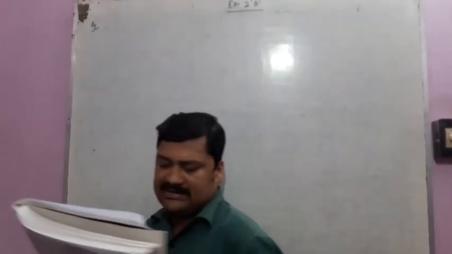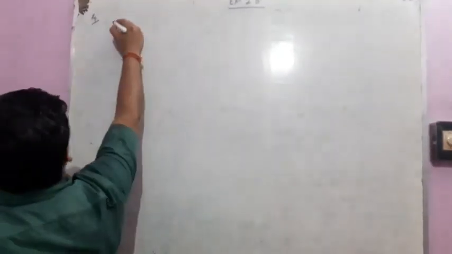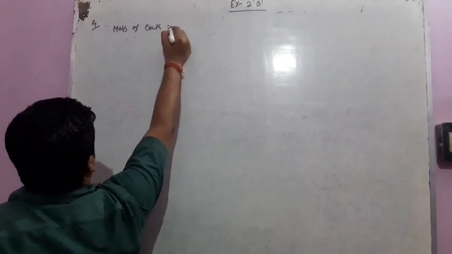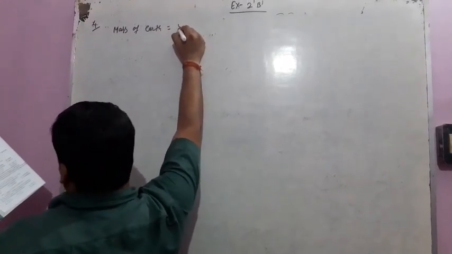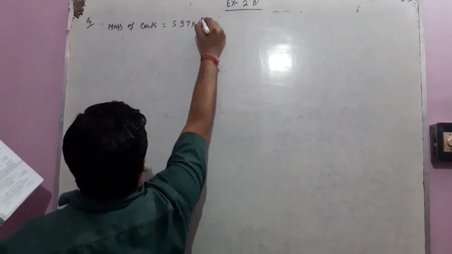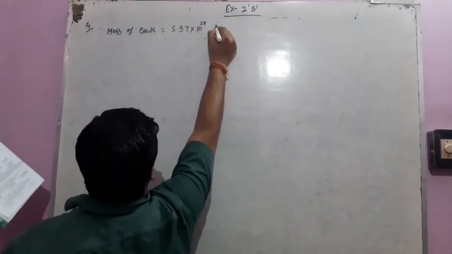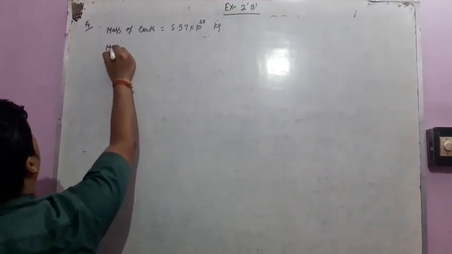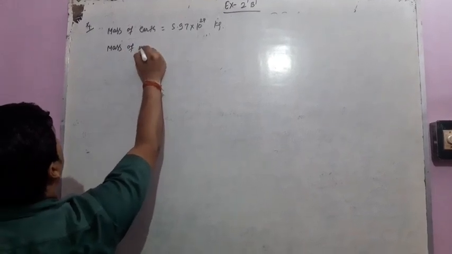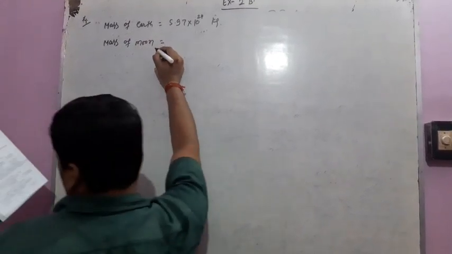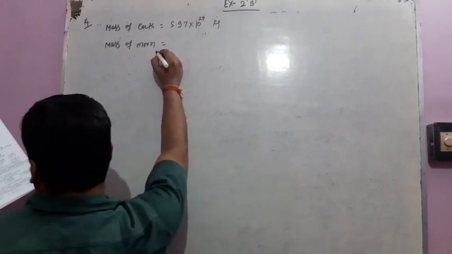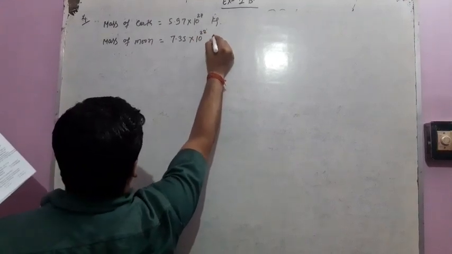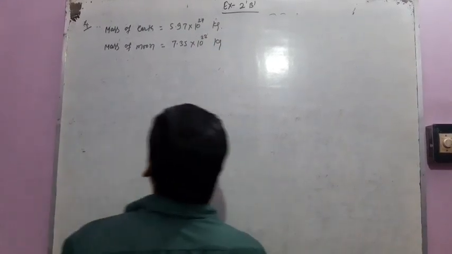In question number 4, it is given that the mass of earth is 5.97 into 10 to the power 24 kg, and mass of moon is 7.35 into 10 to the power 22 kg. Now what is the total mass of the two?